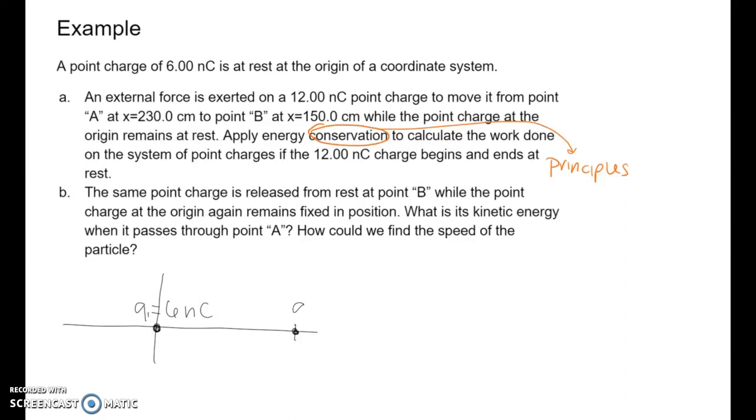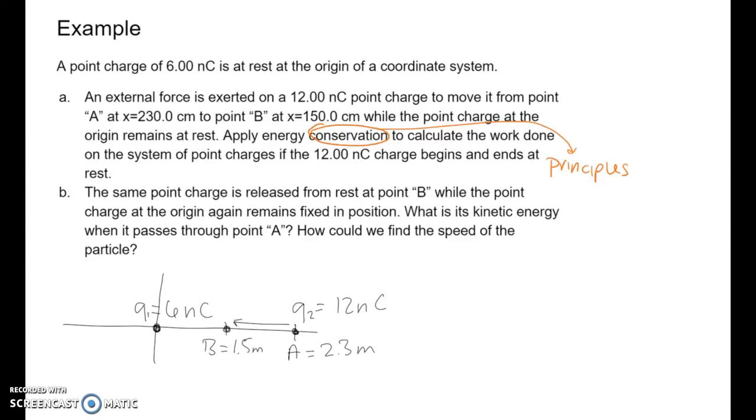So we have charge 2 starting over here, so that's 12 nanocoulombs. And it starts at location A, which is 230 centimeters. Let's convert to meters, so 2.3 meters. And then it's going to travel to point B. I'll put that over here because that's at location 1.5 meters. So I'm going to draw an arrow here just to remind myself that our charge 2 is traveling from A to B.